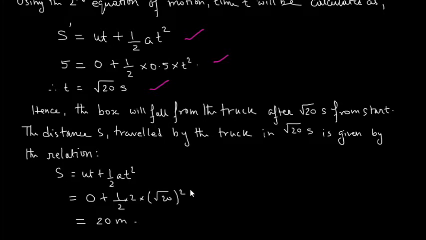Hence the box will fall from the truck after root 20 seconds from the start. The distance s traveled by the truck in root 20 seconds is given by the relation s is equal to ut plus half at square. u is equal to 0, therefore 0 plus half, putting the value of a and t, we get 2 into root 20 square, that is 20 meter. And this is the solution.